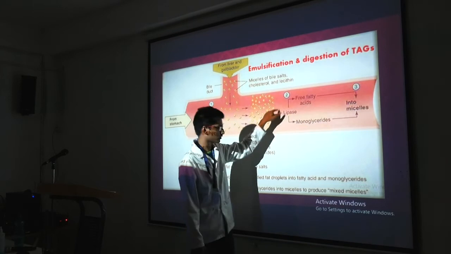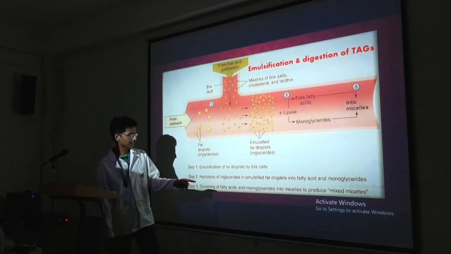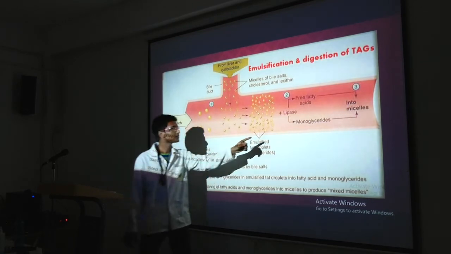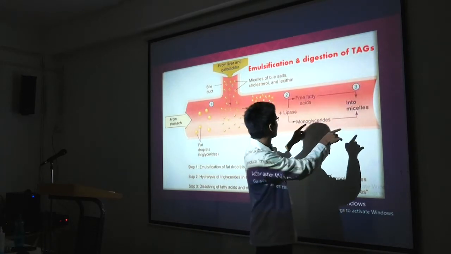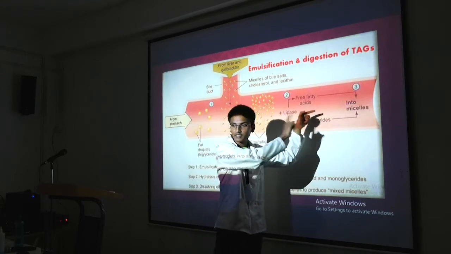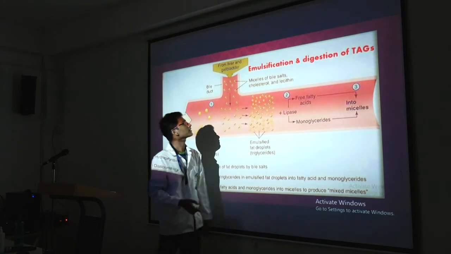This is the step 2, and step 3 is very important: dissolving of fatty acid and monoglyceride into micelles to produce mixed micelles. So monoglycerides and free fatty acids both combine to form micelles. Here in the micelles you see monoglyceride and free fatty acid. These micelles will help in the absorption part, which we will see in the next slide.